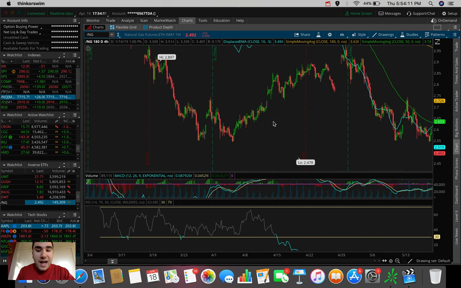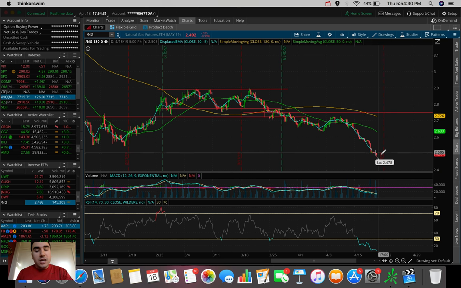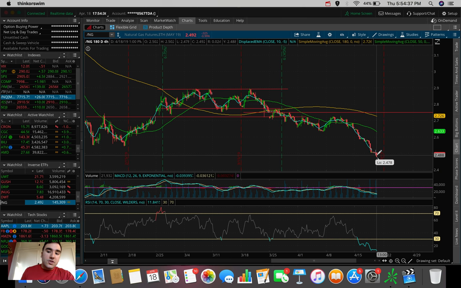So one of them is natural gas, guys. It's not the ETF itself, but we trade an ETF combo, UGAS and DGAS, right? So DGAS, you can imagine, has been doing very well, because DGAS is an ETF that goes up whenever natural gas is selling off. And you can see natural gas has been nothing but a downtrend over the past couple of trading days, and it hit a low of 247.8.